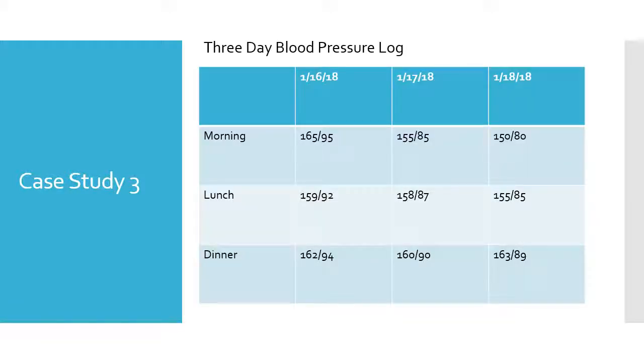So the patient returns in 1 week for follow-up with a blood pressure log that reflects the following. Does he now meet the criteria for hypertension?